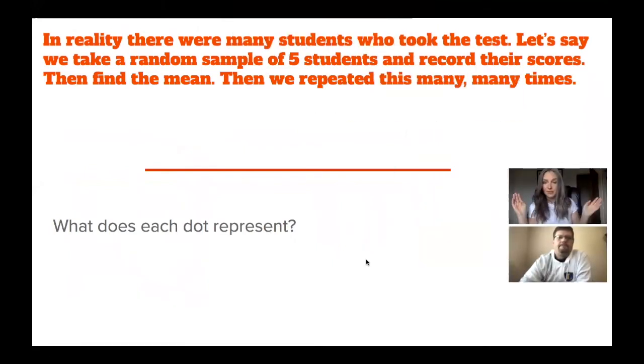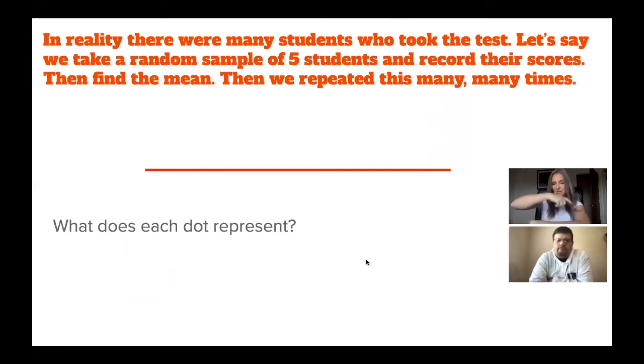Okay. So in reality, let's say there are lots of people who took this test, more than even just the 21 of you. Let's say there's 85 people that took this test at Lakeside. This time we're going to take a random sample of 5 students and find the average. So now we're going to take 85 test scores, put them in a box, mix them up, and pull out 5 scores and find the average, right?